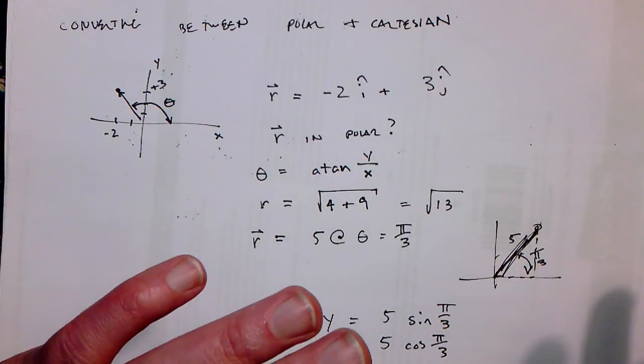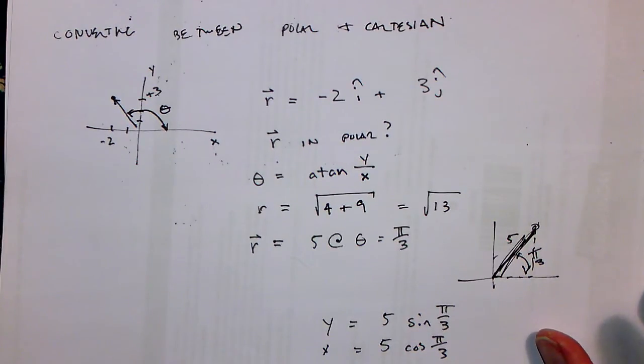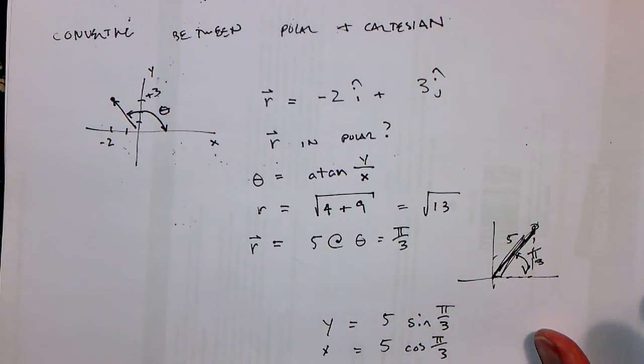So converting from polar coordinates to Cartesian coordinates is fairly straightforward. It's a little more interesting to start to think about what the unit vectors are and how you translate the unit vectors between the two. In other words, how do you write r hat and how do you write theta hat in terms of i hat and j hat?